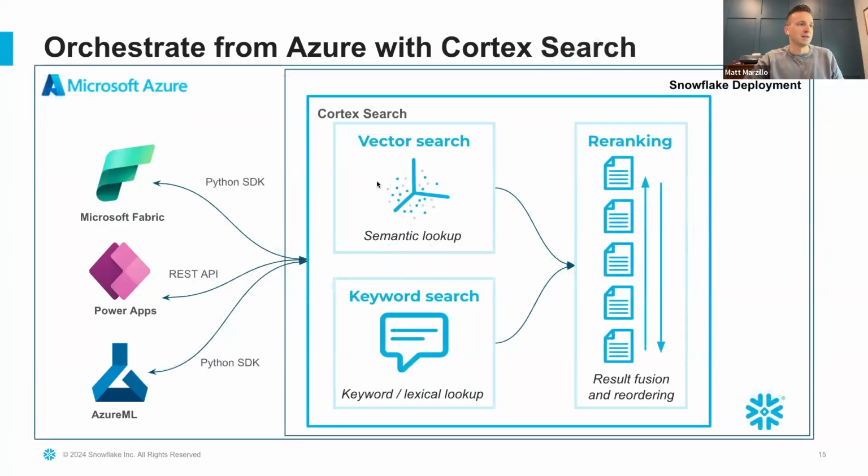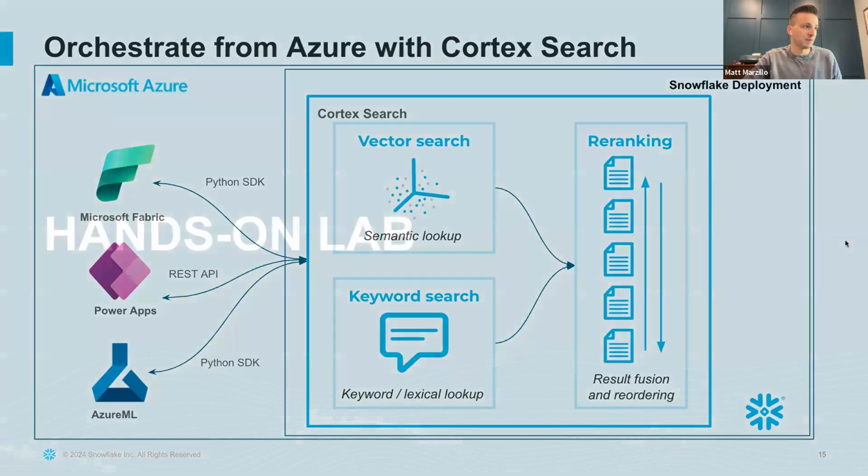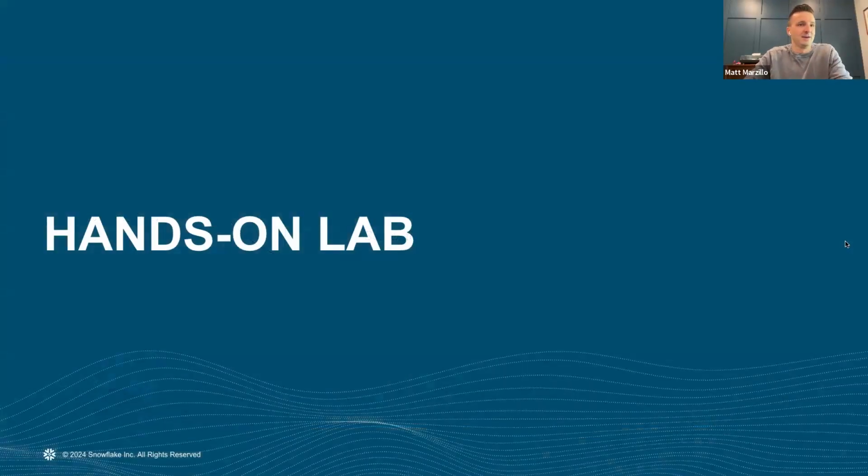And Search offers this really great hybrid approach of being able to provide the vector semantic lookup as well as keyword lexical lookup. And we're going to get into showing you how to actually set up this workflow and how easy it is to both set up a Cortex Search service and then also call that service from a Fabric notebook that you can then integrate with a broader workload that includes other data sources. All right, so let's get into that.